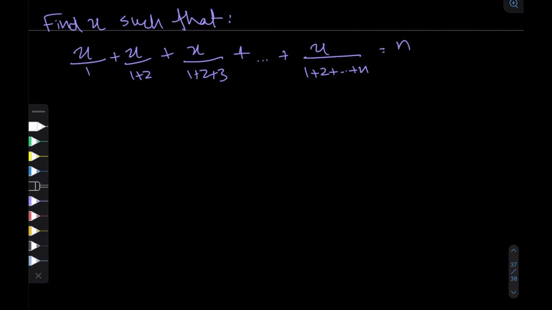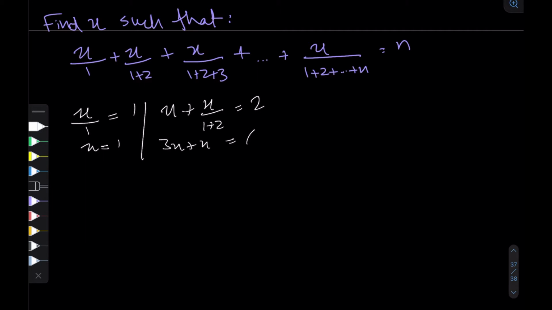So for example, if you take n equals 1, you will have x over 1 equals 1. Well, that's obviously when x is equal to 1. If we take x over 1 plus x over 1 plus 2 equals 2, this would be 3x plus x equals 6, so x would be 6 over 4.